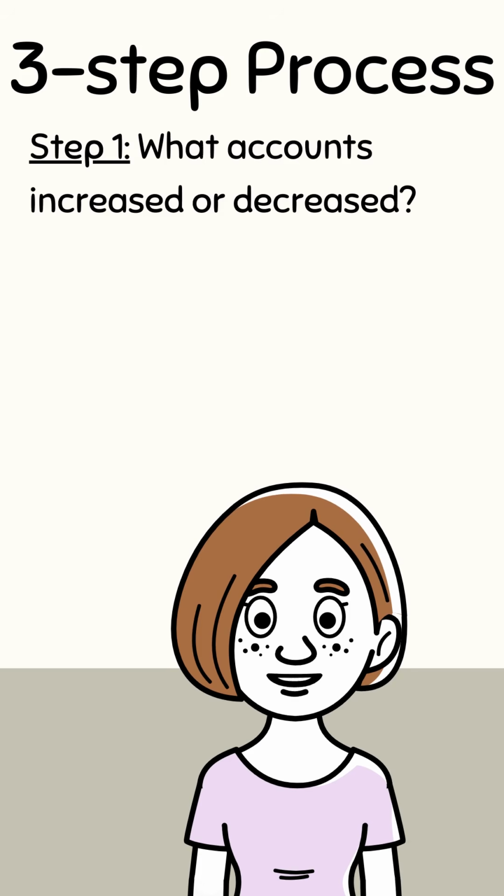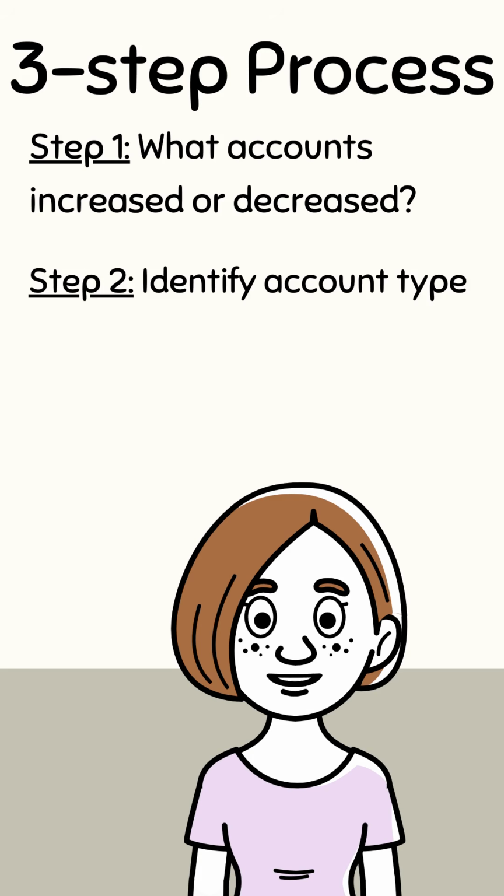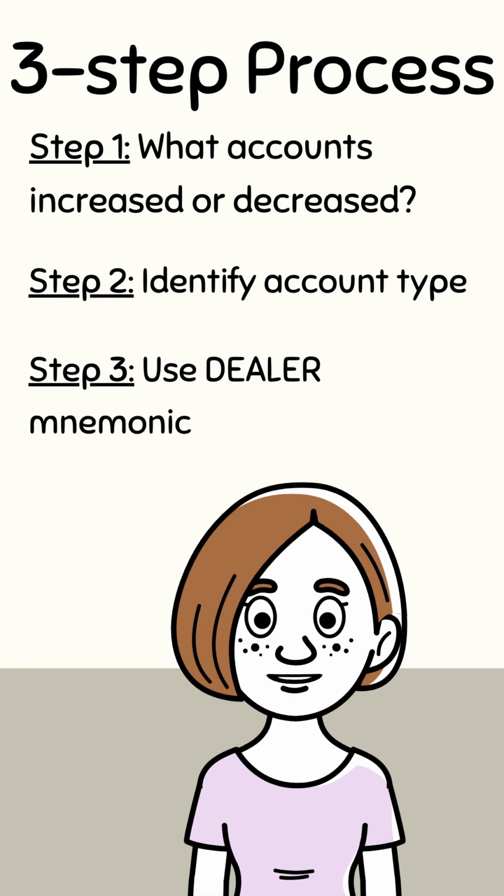In step 1, we identify what accounts increased or decreased, and, in step 2, we identify what account type the accounts from step 1 are. In step 3, we use the dealer mnemonic. Let's practice with an example.